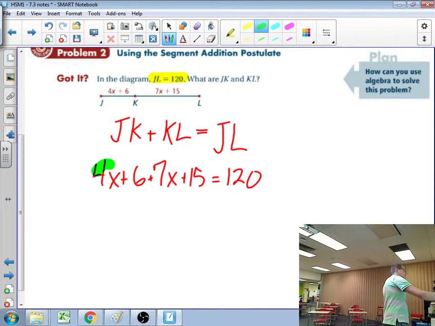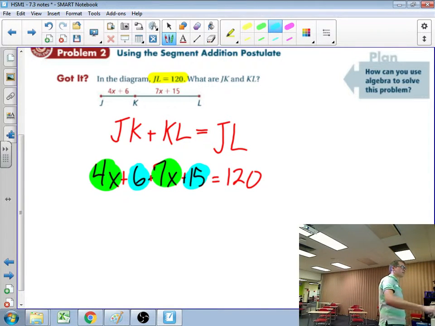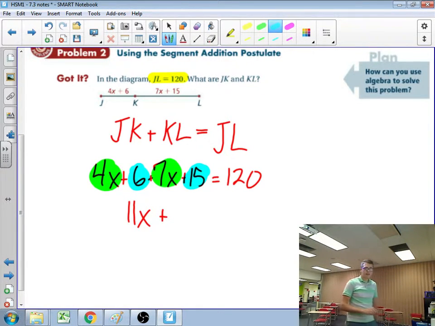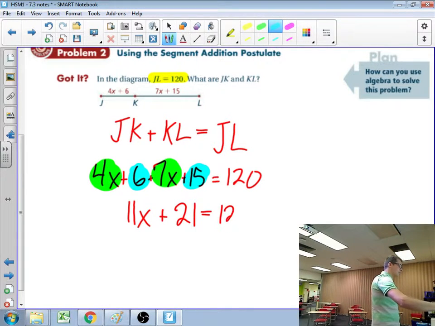So my like terms: a variable term can only add to a variable term, and a constant can only add to a constant. So for my x's, I get 11x, and 6 and 15 gives me 21. And that's all equal to 120. Now this is when the fun starts. This is when we turn this into an equation problem, solve for the variable, and then we'll just plug back in to get the lengths.